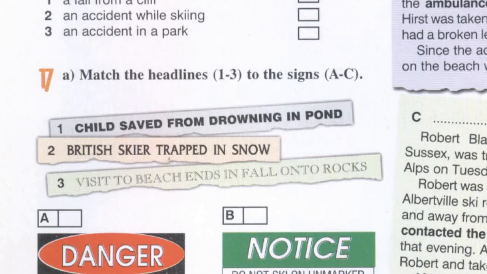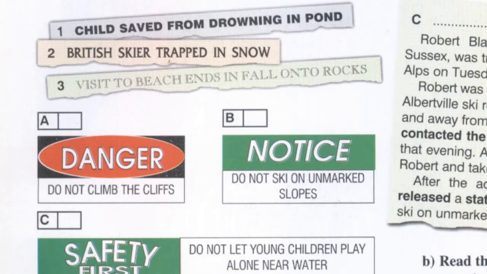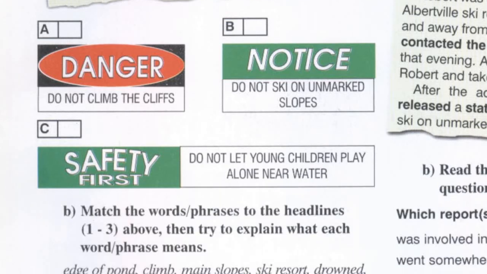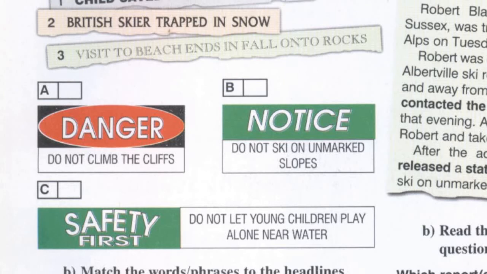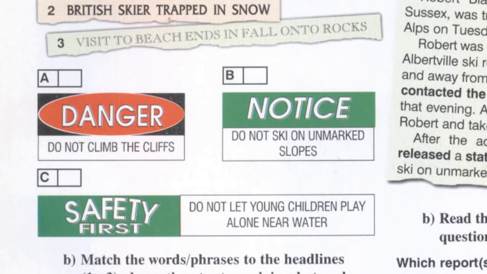British skier trapped in snow. Trapped means to be stuck somewhere that you cannot escape from. The situation is difficult, you cannot escape from it, or you are having a hard time escaping. Visit to beach. Let me see, what is that? Is that visit to beach ends in fall onto rocks? Okay, so that's simple and easy. We don't want to focus more on this part. I want to just focus on this vocabulary. Probably look at the situation and see if you have any problem understanding it.